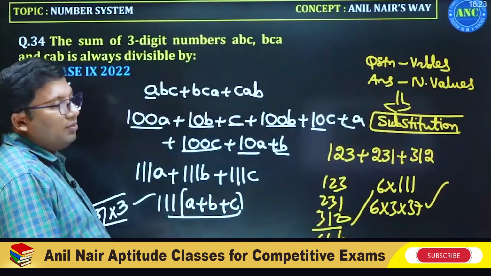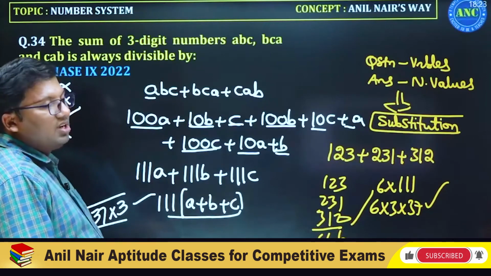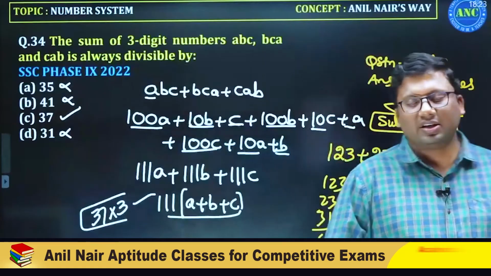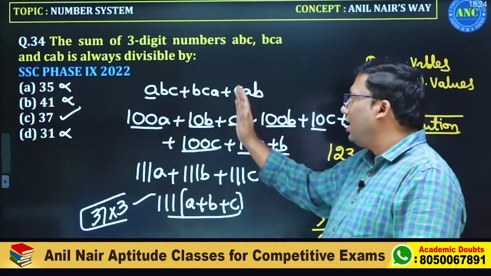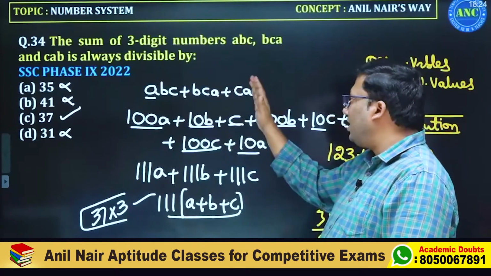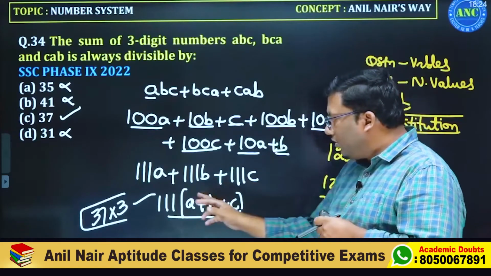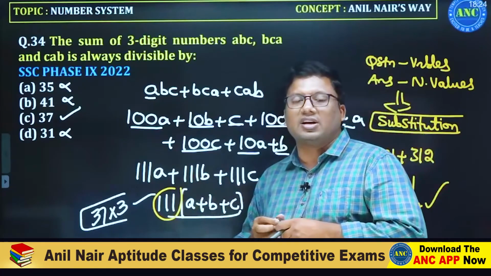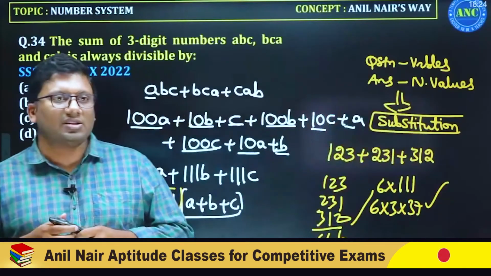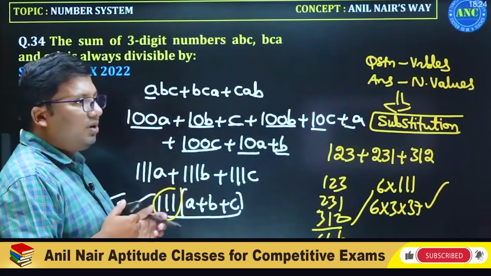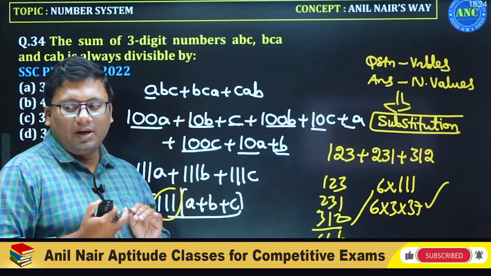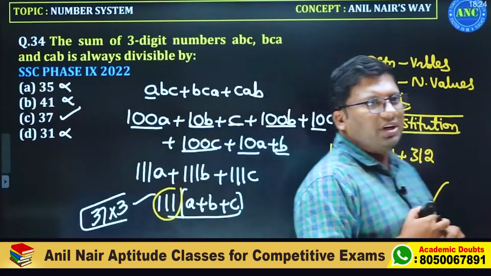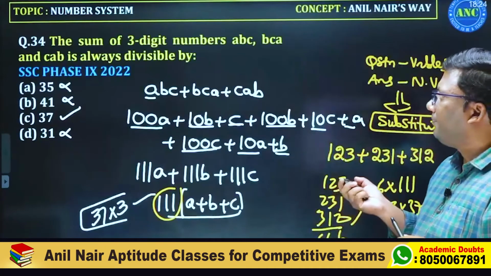Question contains variables. Answer contains numerical values. What is the best way to solve? Substitution is the best way to solve. Or you can do like this. 100A plus 10B plus C. 100B plus 10C plus A. 100C plus 10A plus B. If I do it, I will get 111 into A plus B plus C. 111 is 37 into 3. Answer is divisible by 37. I hope the concept is very much clear to you.